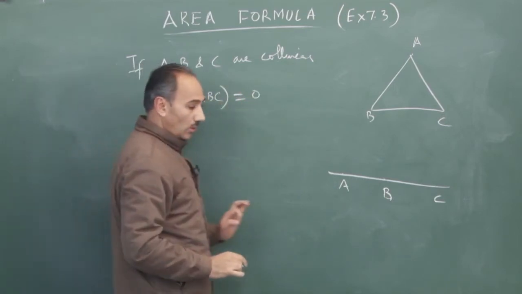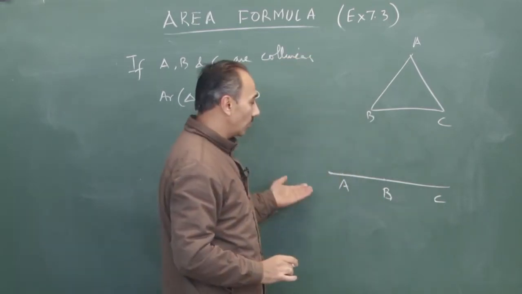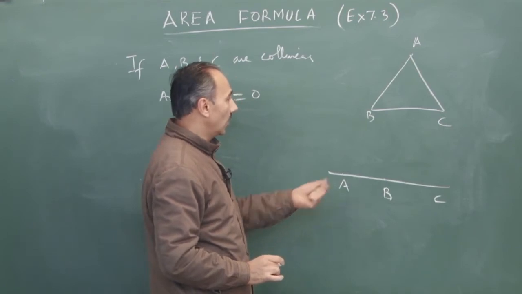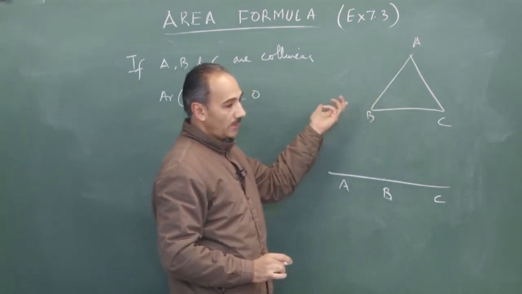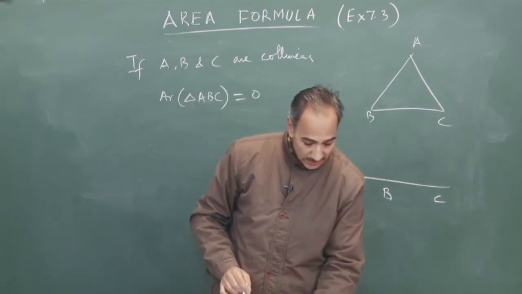So the area of a triangle formed by 3 collinear points is 0, because collinear points don't make a triangle. Non-collinear points make a triangle, and its area will be non-zero. So let's try that sum.